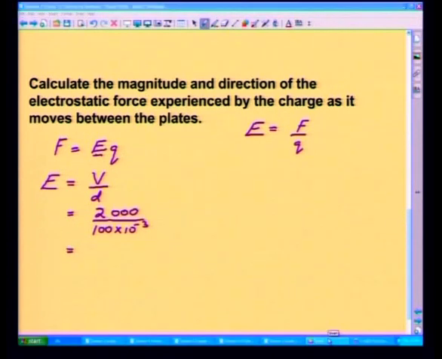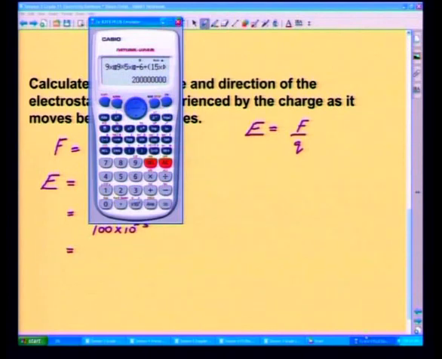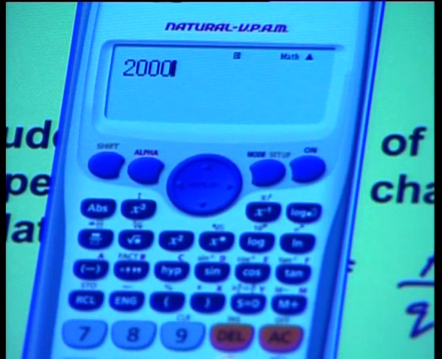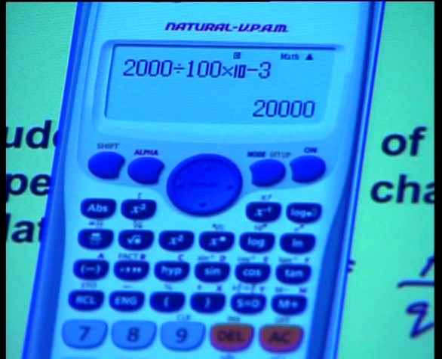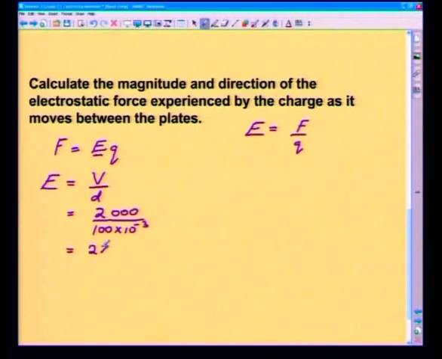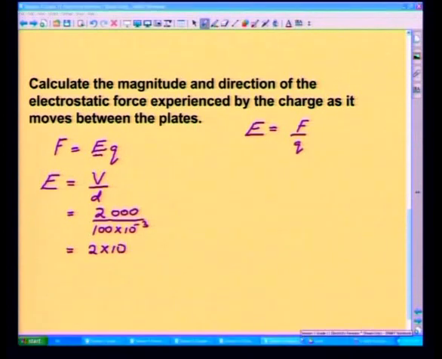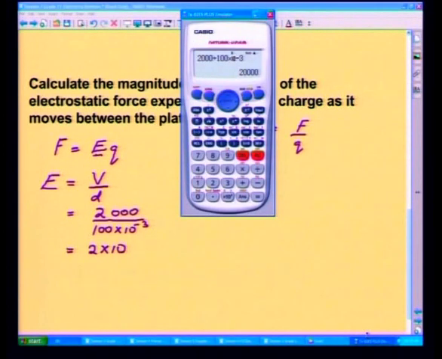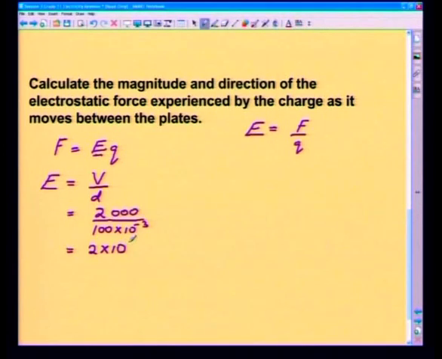And for us to get that quickly, let's use our calculator. 2,000 volts divided by 100 times 10 to the -3. And let's see what the electric field strength is. The electric field strength is 2 times 10 to the power. Let's get that answer carefully. It's 4 zeros, so 2 times 10 to the power 4 volts per meter. Now, that's the most acceptable unit to use for electric field strength.